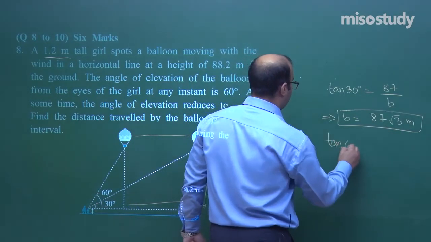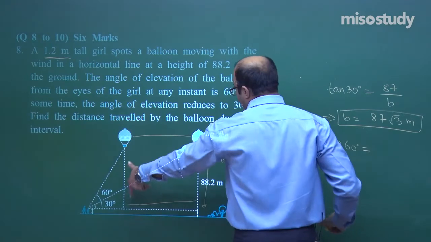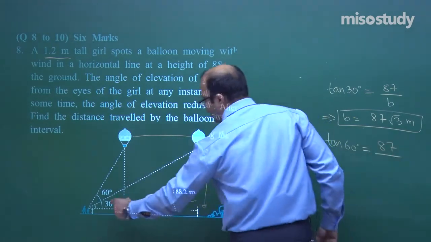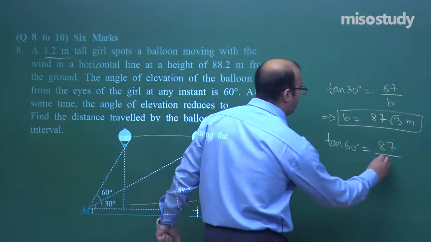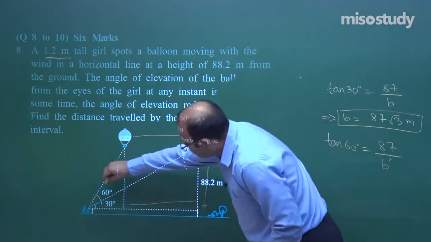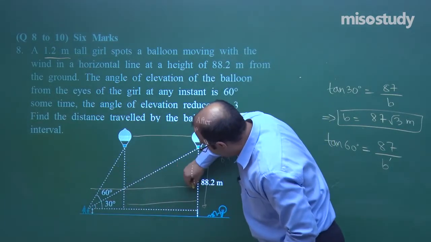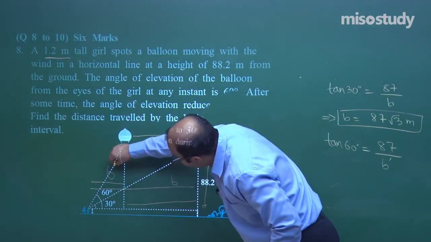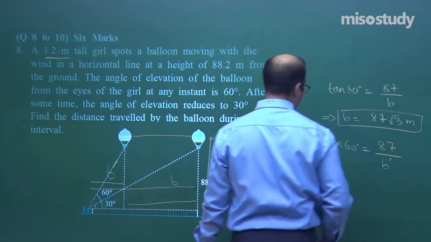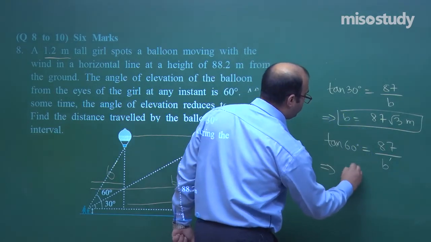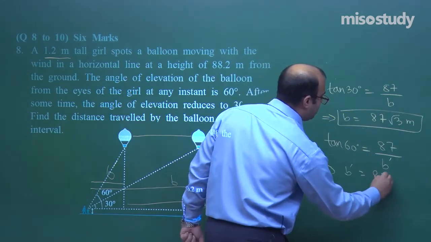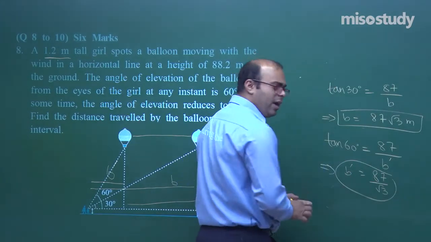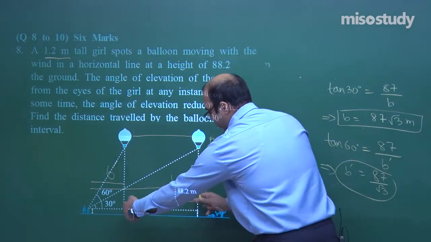So tan 60 degree is equal to, height is again same because the balloon is moving horizontally, 87 by base. Now base is this one, let us call it B dash. So this distance we took as B, and this distance we took as B dash. So these are the two distances. So B dash will come out to be 87 by tan 60, which is 87 by root 3. Tan 60 is root 3. This is another value.